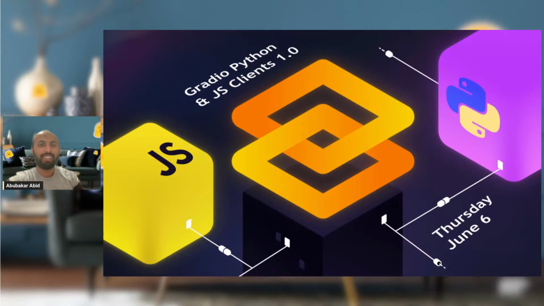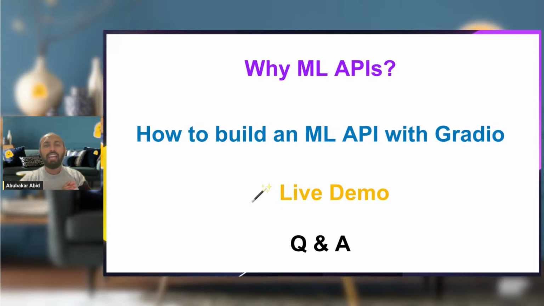Gradio Python and JavaScript clients launch. As I mentioned, we're very excited to see everyone here. Today we're going to cover four things in this live stream. First, why we're talking about the topic that we're talking about. Why are we talking about APIs and clients? Why is that an important topic for us as the Gradio development team, and for all of you as Gradio users? Then we'll go into the practical piece of how you actually build a machine learning API with Gradio. Then we'll do a live demo, which is always a bit of a gamble, but we'll do it. And then we should have some time towards the end for questions and answers. So with that, let's get started.